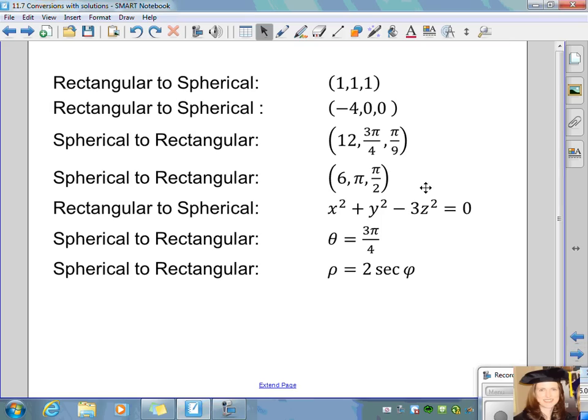So again, you can pause the video now. You can try these on your own using the conversion equations provided in this section, and then come back to the video to see how I work out the solutions.